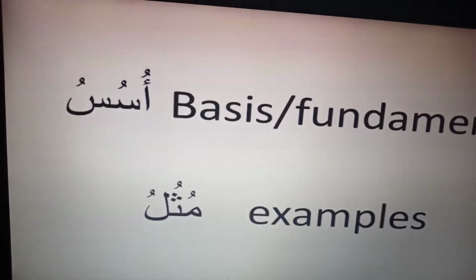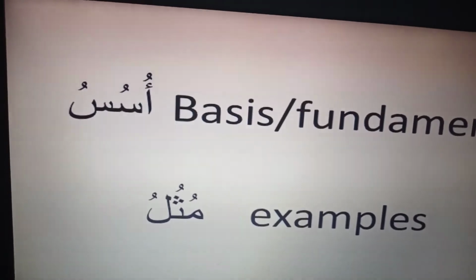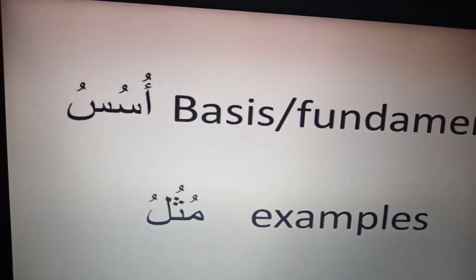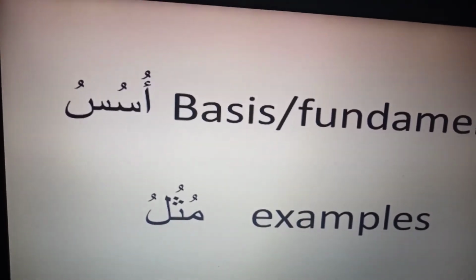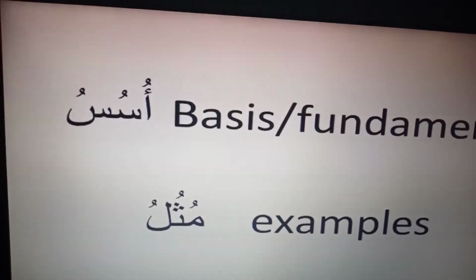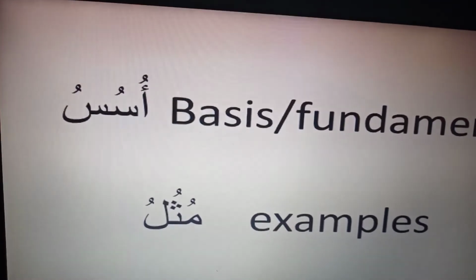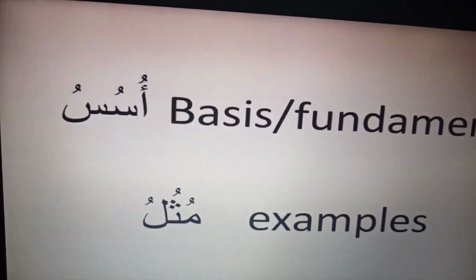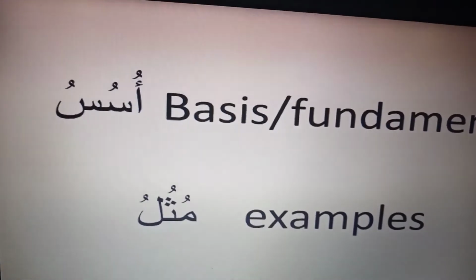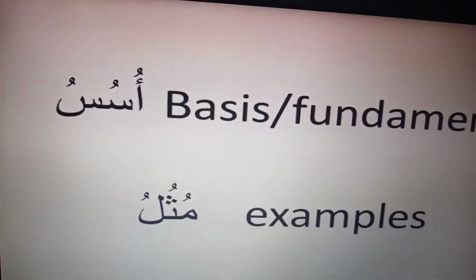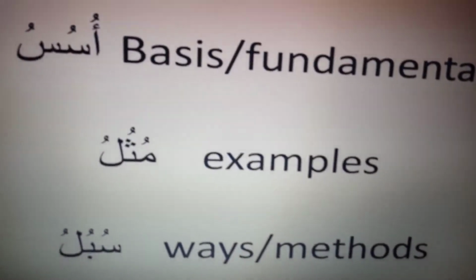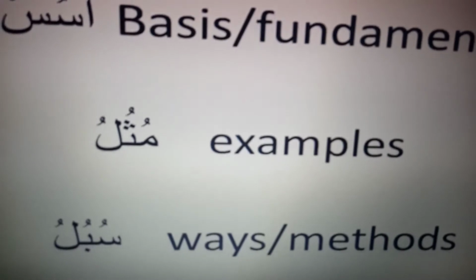Ususu. Here the first letter is alif, pronounced as u. The second letter is sin, pronounced as su. The sin with a dhamma over it is pronounced as su. And the third letter is sin with a dhamma over it and also pronounced as su. U, su, su. Ususu.